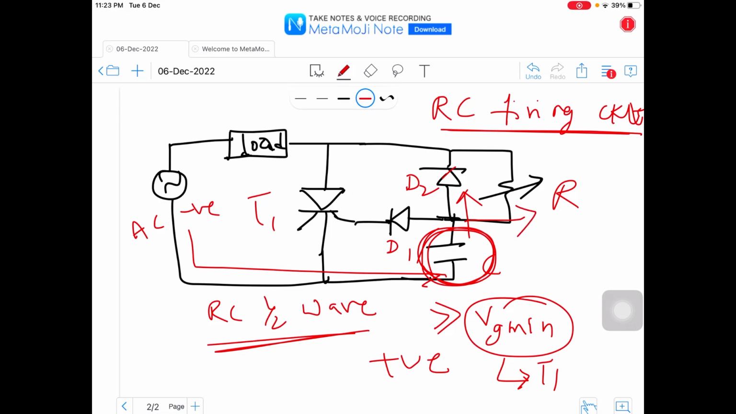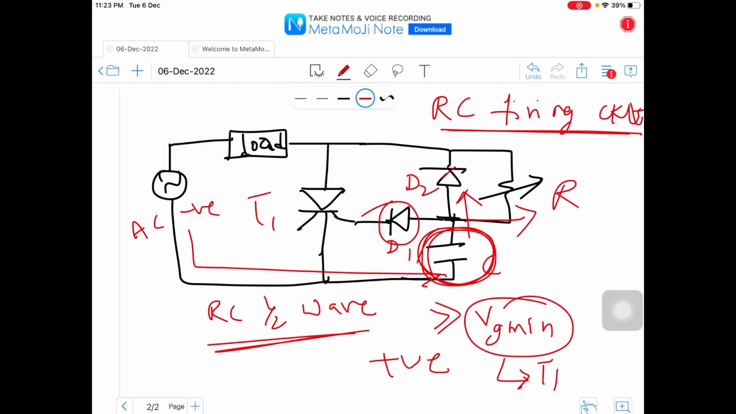Only as and when you vary the resistance R, you can get the output across the load. So the thyristor will trigger only when the capacitor voltage goes greater than Vg minimum. The capacitor will discharge through the resistance R only during the positive half cycle of the supply. What is the role of the diode D1? It will prevent the negative capacitor voltage from appearing across the thyristor. This is how it will trigger the thyristor.